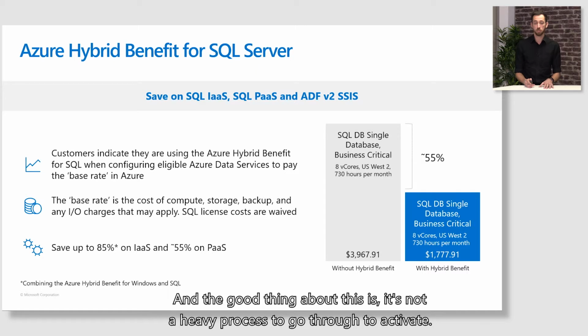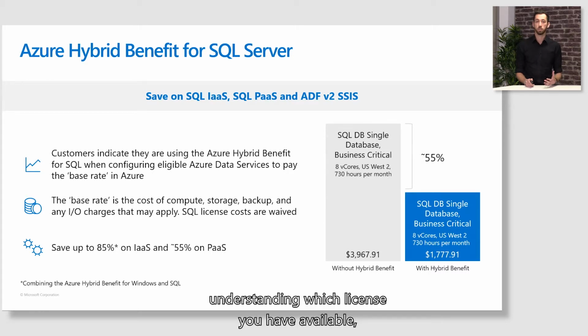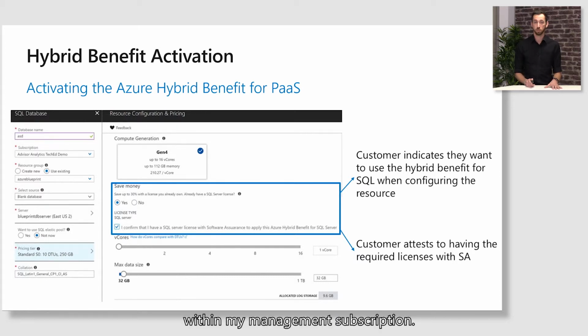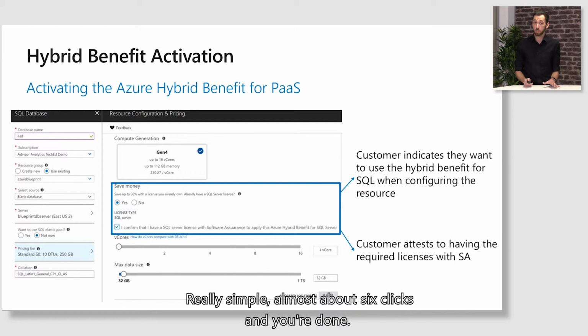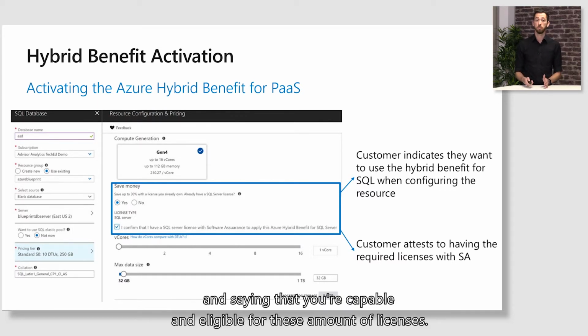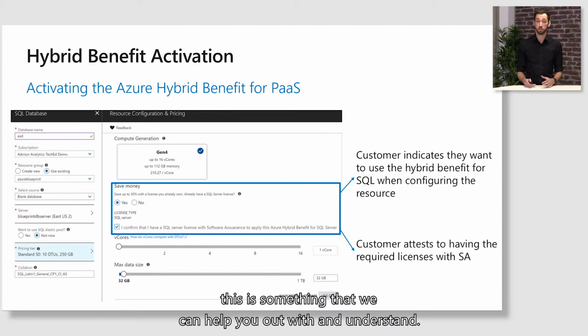The good thing is it's not a heavy process to activate. It's about engaging with the teams, understanding which licenses you have available, going to the portal and applying the Azure Hybrid Use Benefit. Here's an example of me applying it in the portal within my management subscription. Really simple, about six clicks and you're done. Then it's activated in your subscription or enterprise agreement, saying you're capable and eligible for this number of licenses. If you're unaware of how many licenses you have or not particularly sure, this is something we can help you with and understand.